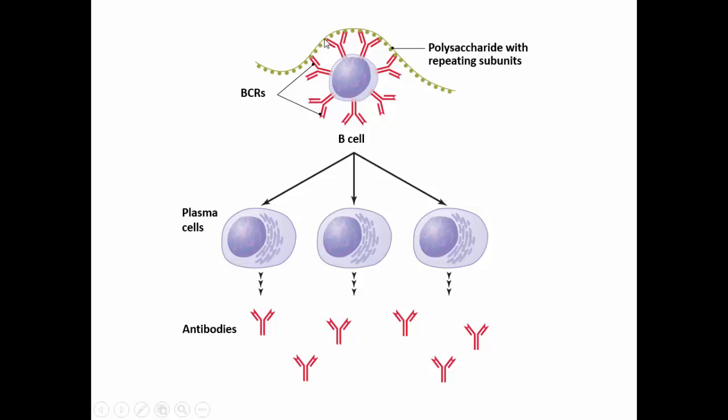Here you see a large molecule with lots of repeating subunits. They can bind directly to the B cell that recognizes this particular antigenic determinant. The B cell will clone and we will make a few antibodies. But notice that we only get plasma cells. We don't get memory cells. So this is not a very effective way to stimulate antibody-mediated immunity.